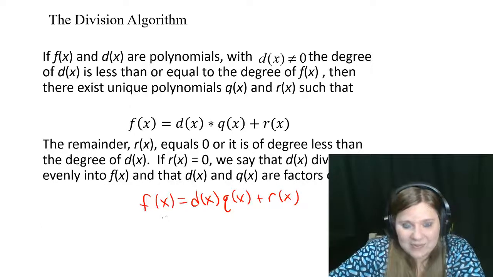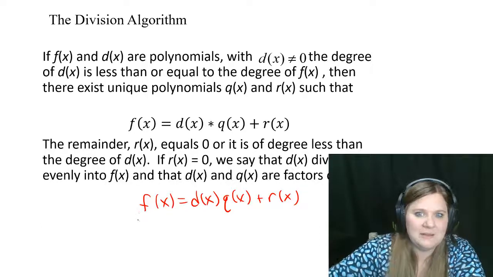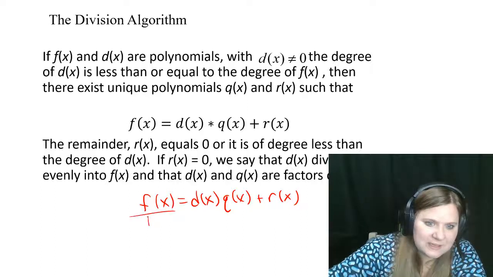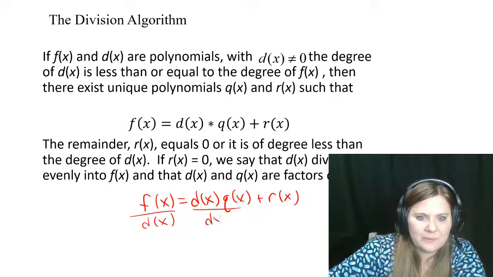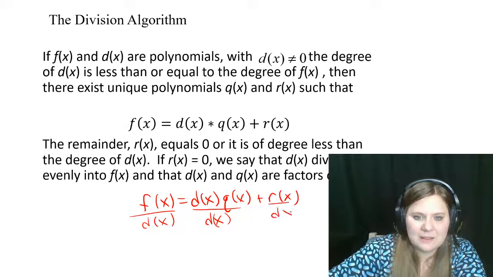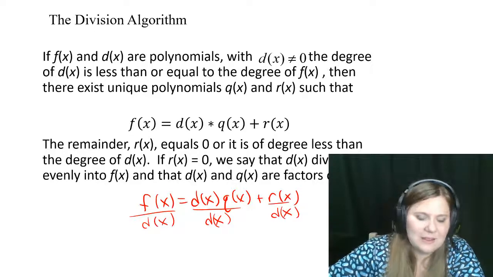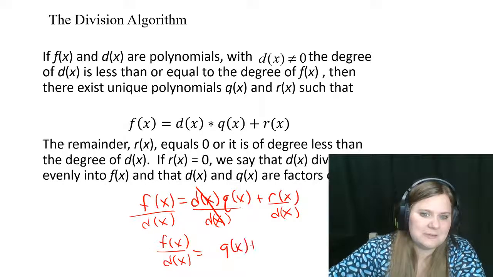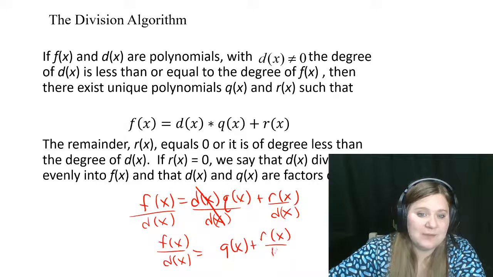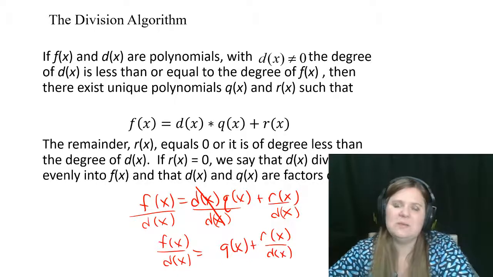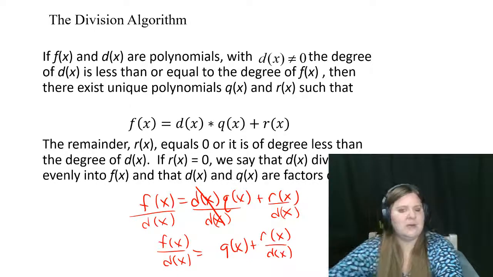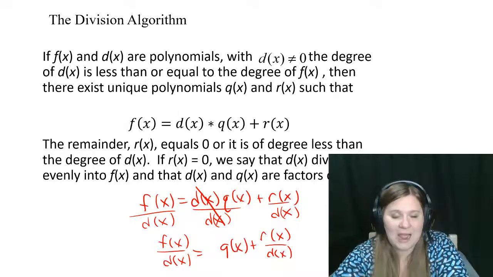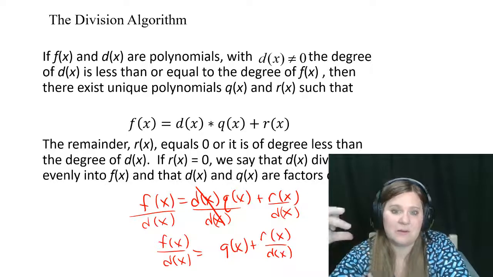I could divide everything by d of x all the way through, and the d's would cancel here, so we were saying that f of x divided by d of x equals q of x plus r of x divided by d of x. So the remainder is going to go over top of what was already in the denominator, and q of x is what's left over top of the house.